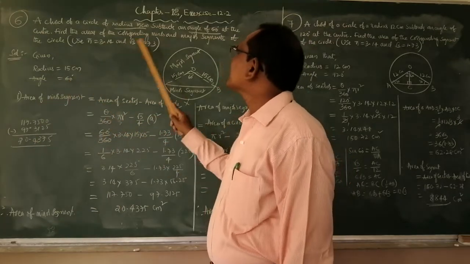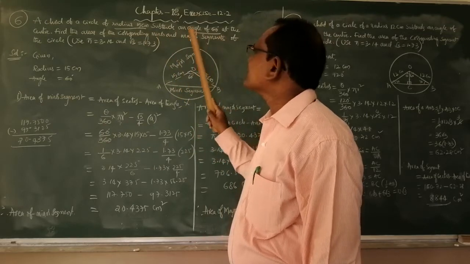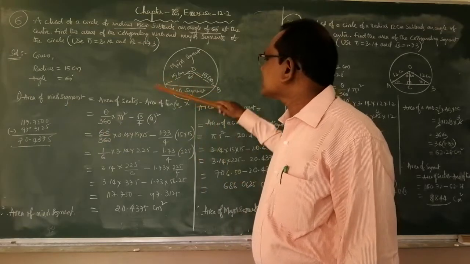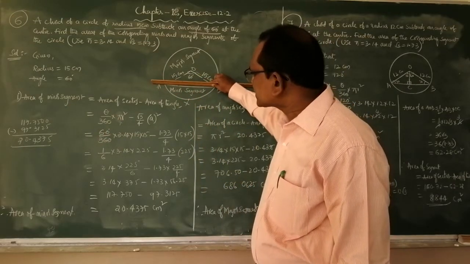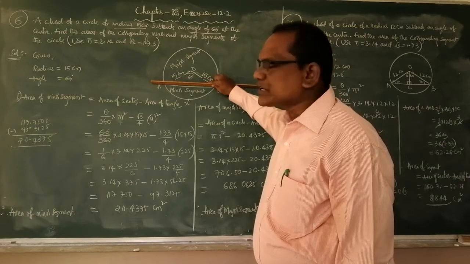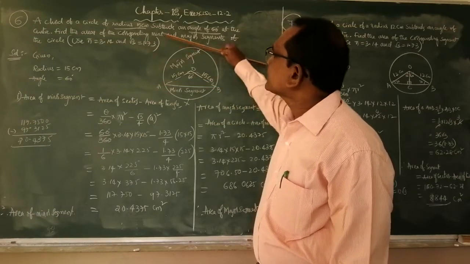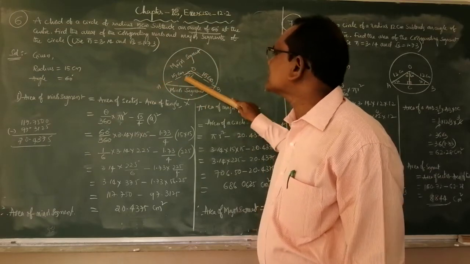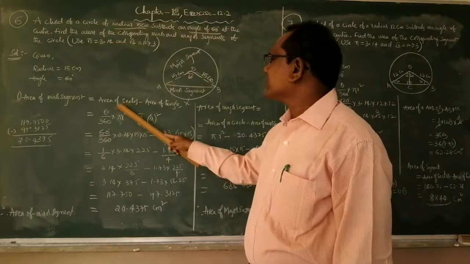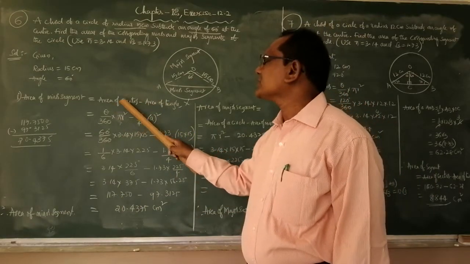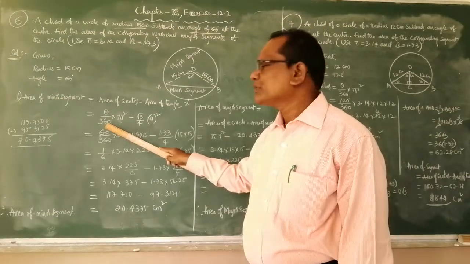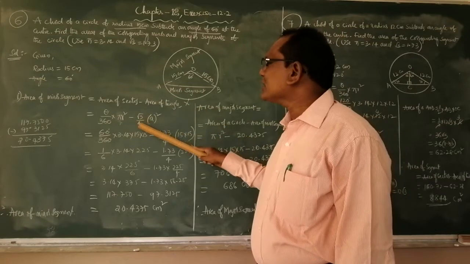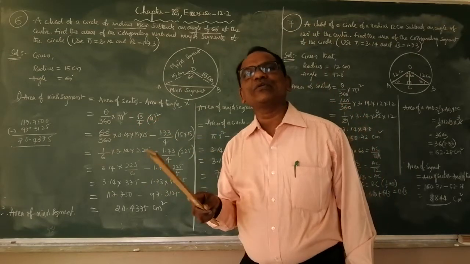Here we have to find two areas, the minor segment and the major segment. The down portion of AB in the circle is called the minor segment, and the above portion is called the major segment, children. Minor segment: area of sector minus area of triangle. Area of sector formula is theta by 360 into pi r square, minus area of triangle. Here we write the equilateral triangle formula: area of equilateral triangle is root 3 by 4 a square.